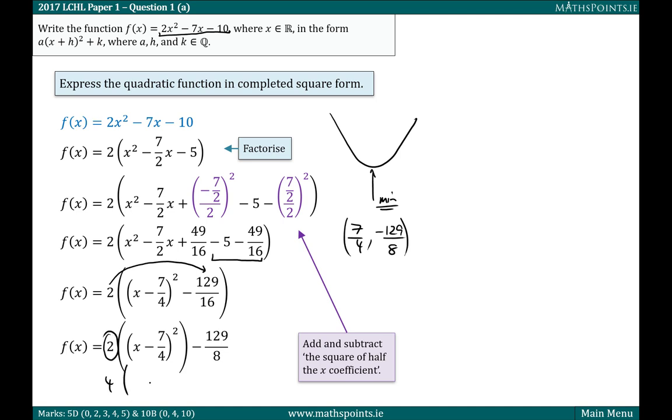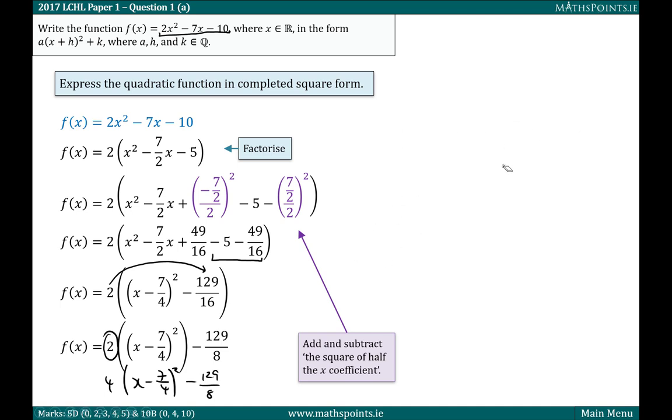If this was 4 times x minus 7 over 4 squared minus 129 over 8, it would still have a minimum value of plus 7 over 4 minus 129 over 8. A number in front of that bracket just narrows the function or widens the function, depending on what we do to that number, whether we increase it or decrease it.